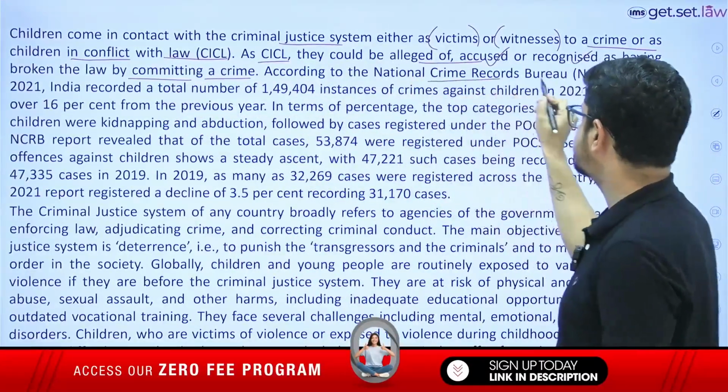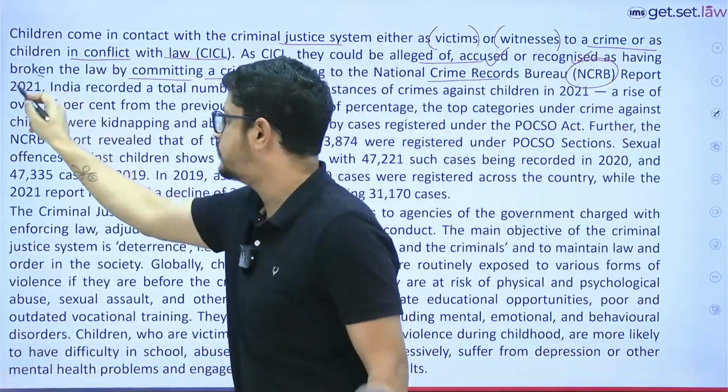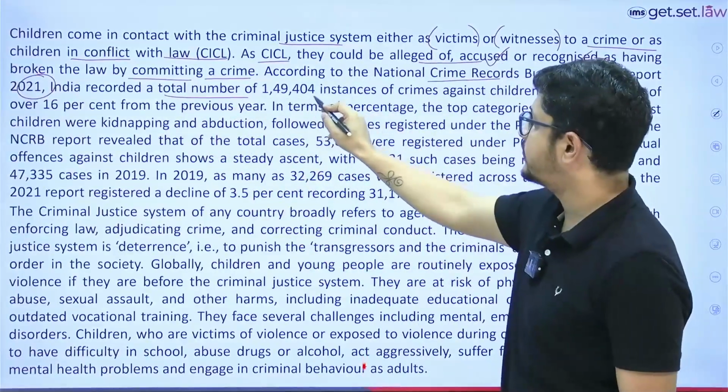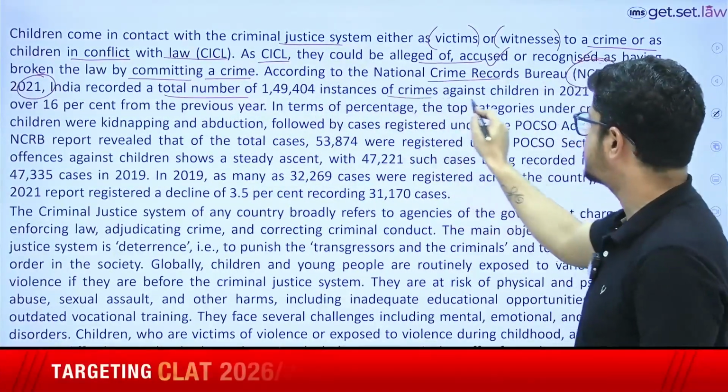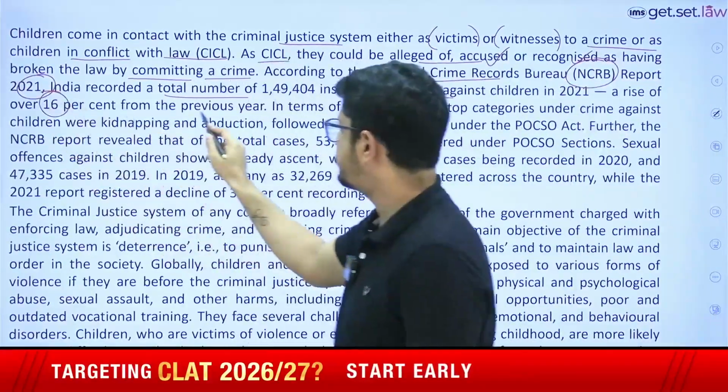According to the National Crime Records Bureau, that is the NCRB report, in the year 2021 they launched the report. They say India recorded a total number of 1,49,404 instances of crimes against children in 2021, a rise of about 16% from the previous year.